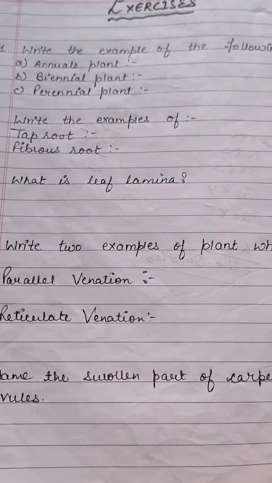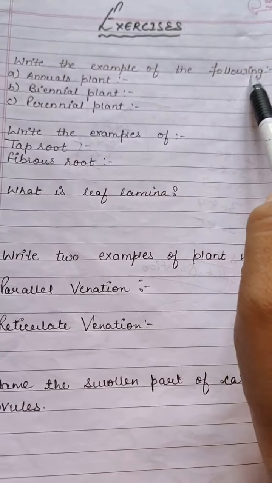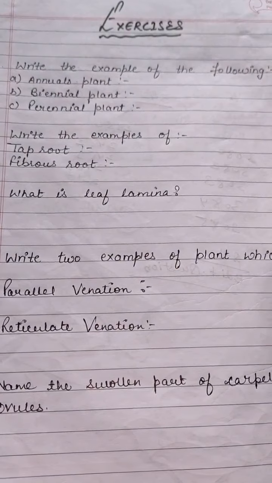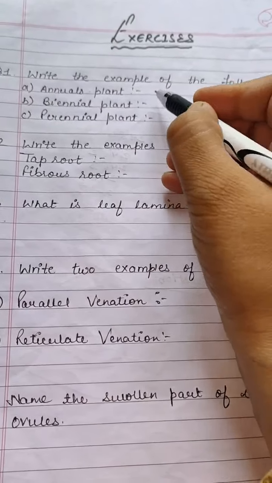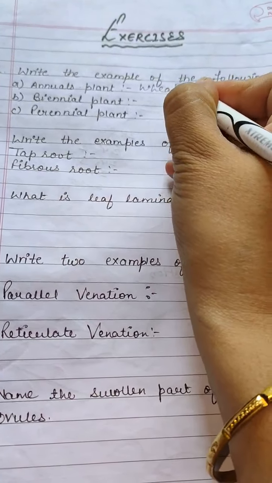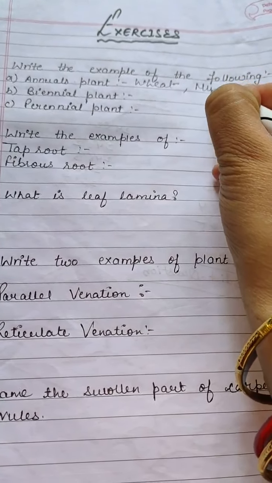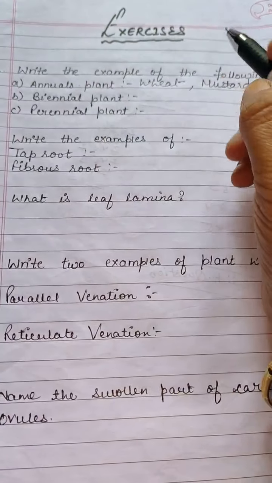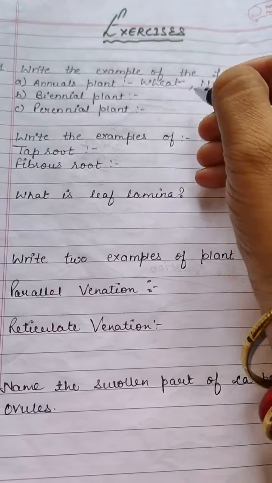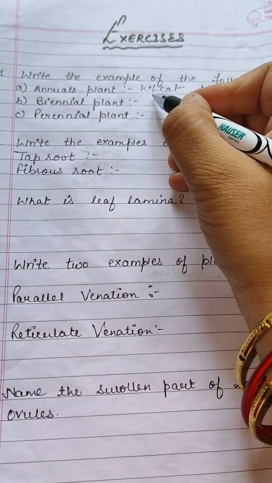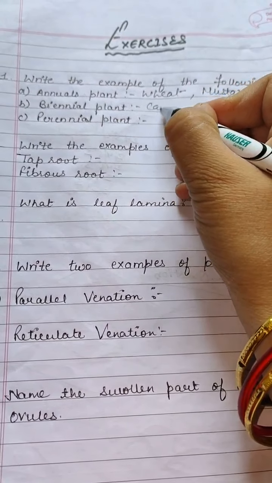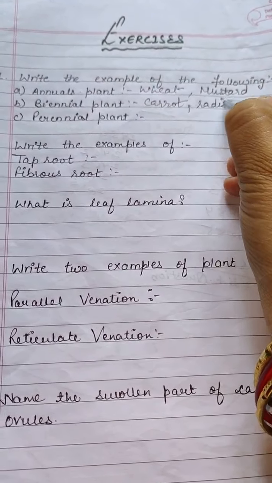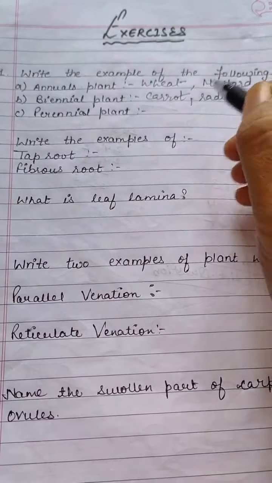Now let's do some exercises. First is write the example of the following. First is annual plants. Annual plants are those plants whose life cycle takes one season for completion. For example, wheat or mustard. Next are biennial plants. Biennial plants are those plants whose life cycle takes 2 seasons for completion. Bi means 2. So the answer is carrot, radish, potato and so on.